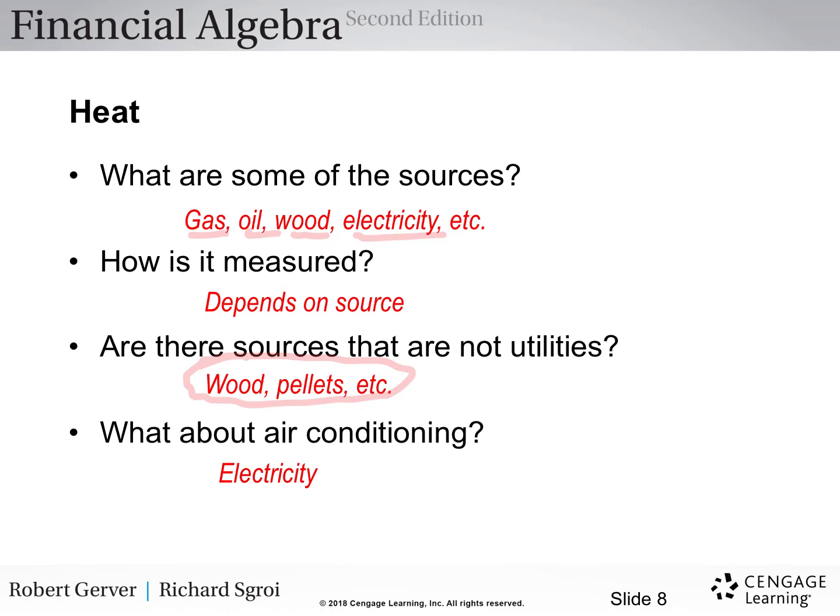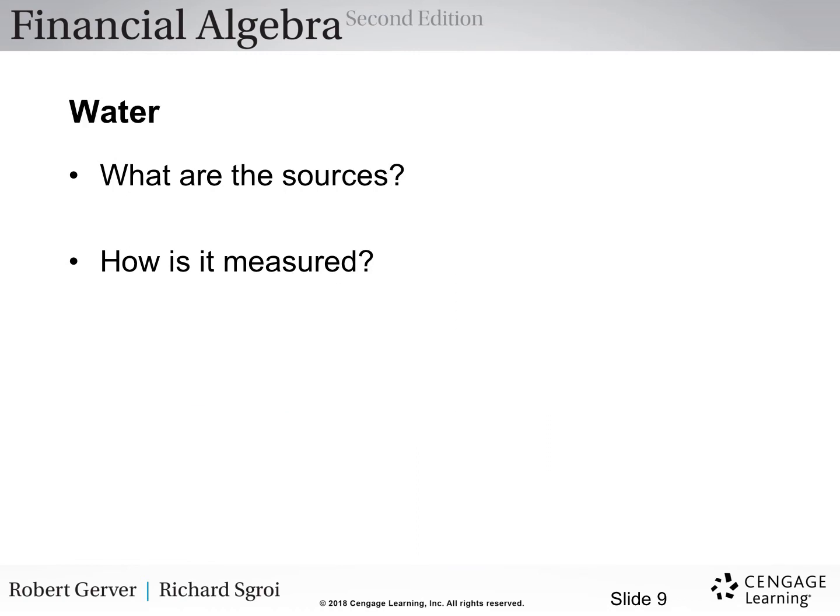And then what about air conditioning? Well, typically air conditioning is sourced from electricity. Air conditioning units run on electricity. So again, it's electricity usage that determines the amount of air conditioning that you have.